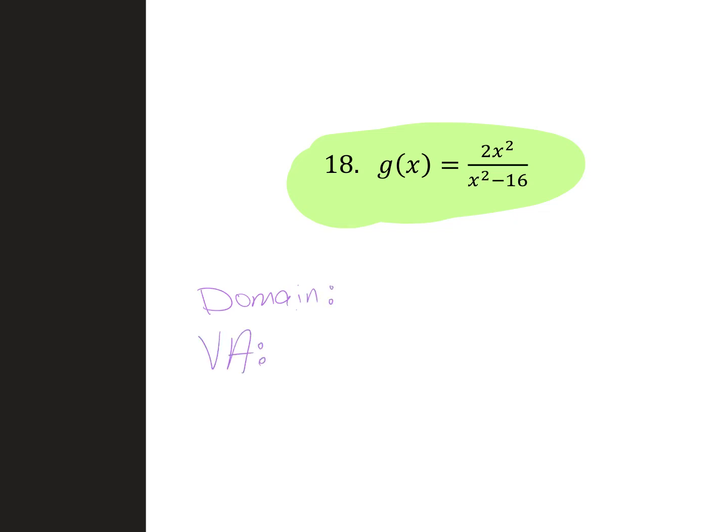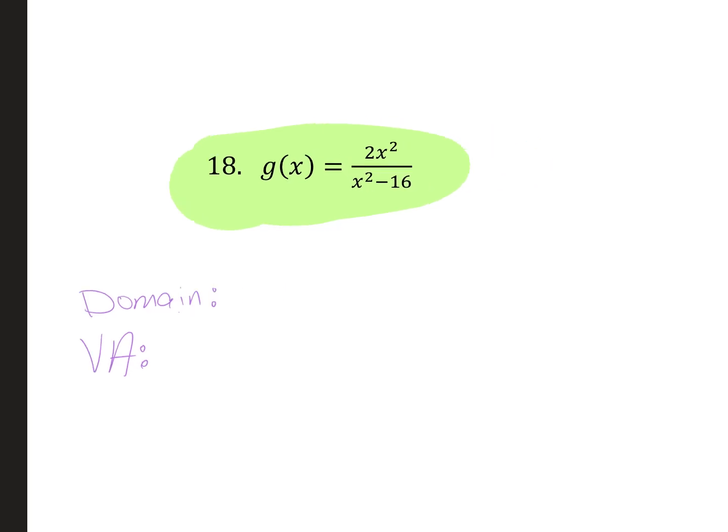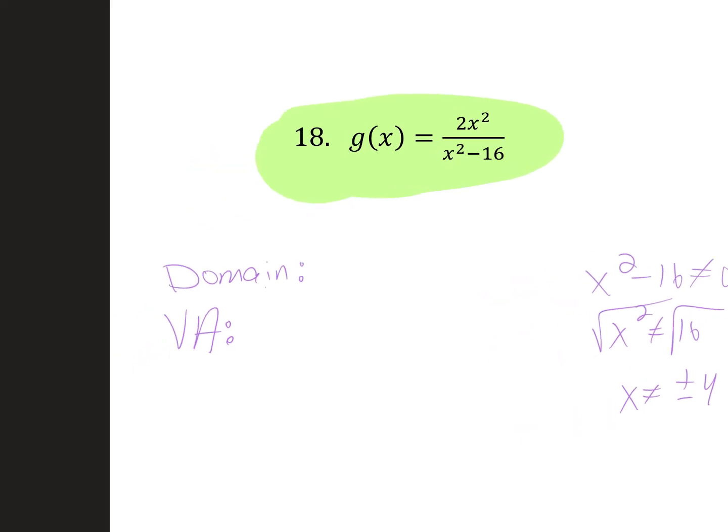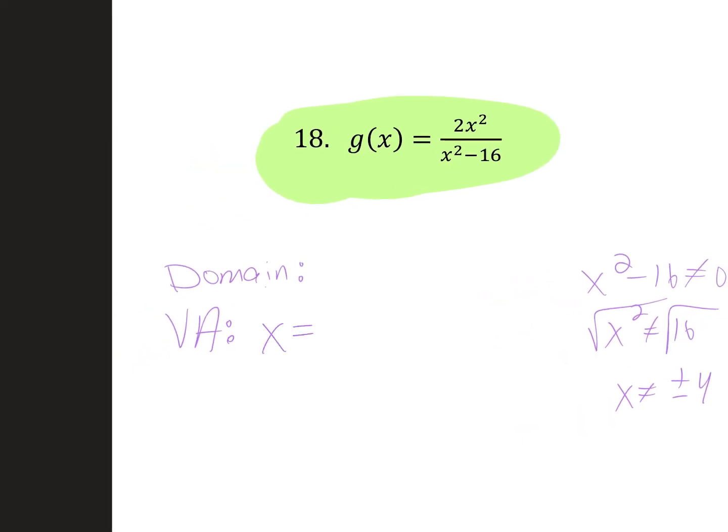So your domain, where do I look? What do I do? Denominator not equal to 0. Good. So when I solve this, I get x squared cannot be 16, right? Take the square root. So x cannot be plus minus 4. Very simple math, but you guys understand where you need to look. So your vertical asymptotes are going to be at x equals -4 and x equals +4. If you want to write plus minus, that's fine. Just don't forget you have 2 of them.